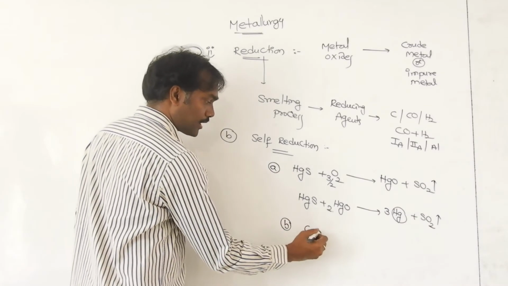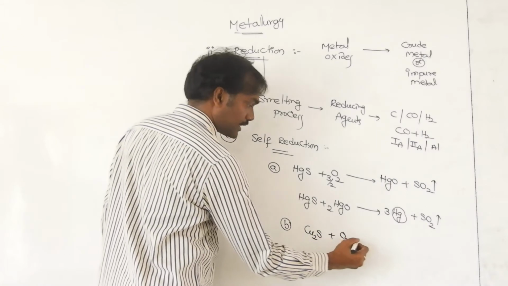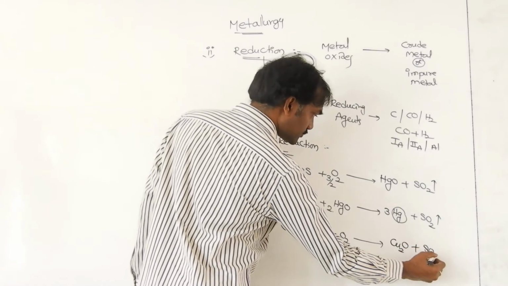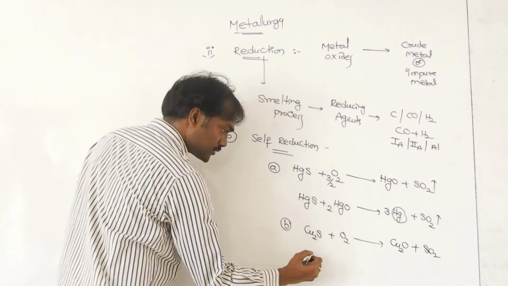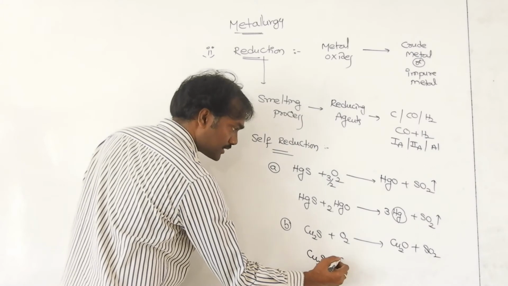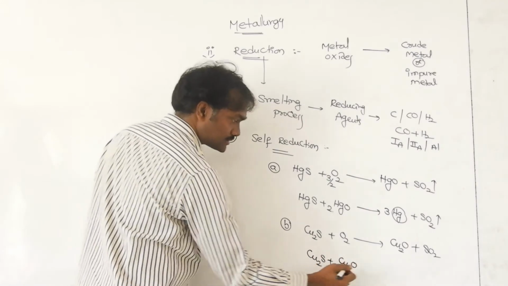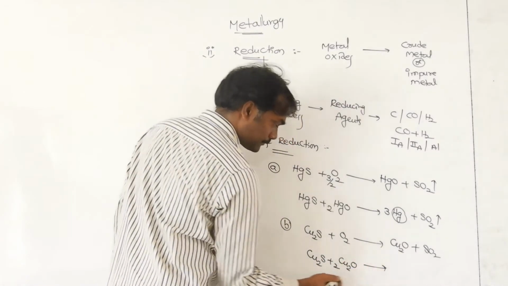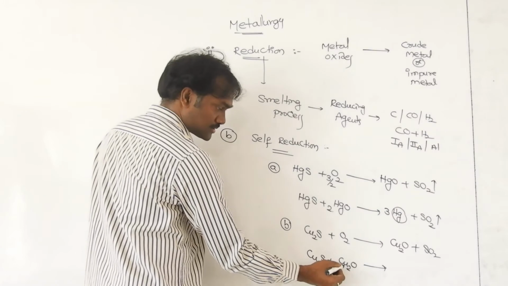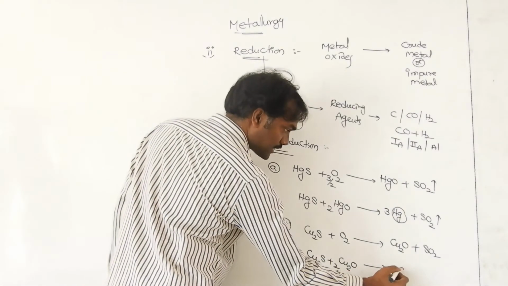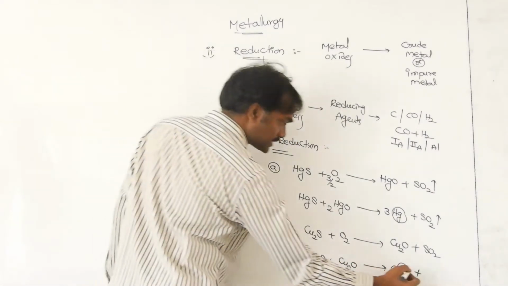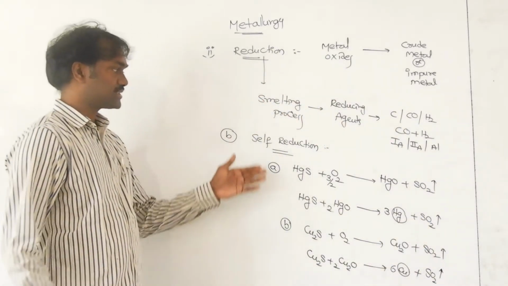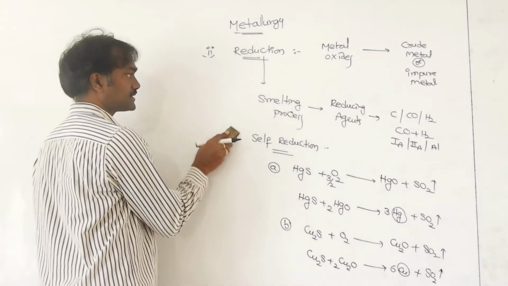Suppose you take copper sulfide, treated with oxygen. What will you get? Cu2O plus SO2. Again, that Cu2O reacts with Cu2S. So this is a self-reduction. You get 6 copper coming outside, and SO2 gas goes outside. So that is self-reduction; one more next.